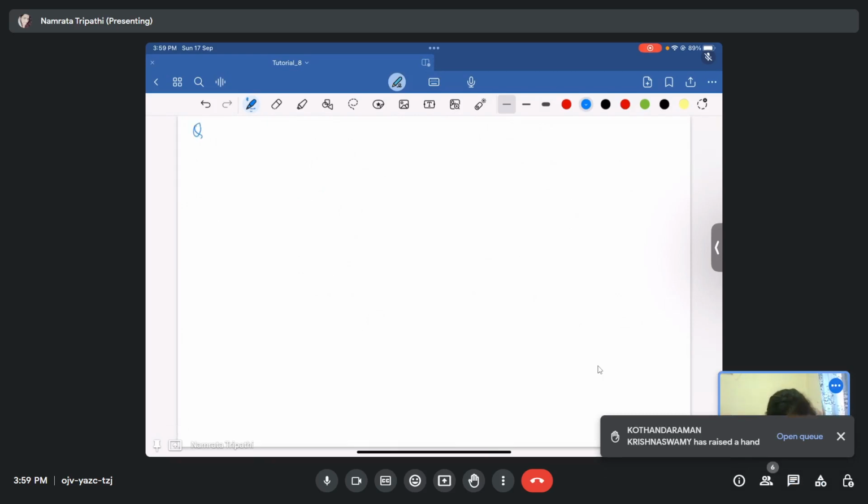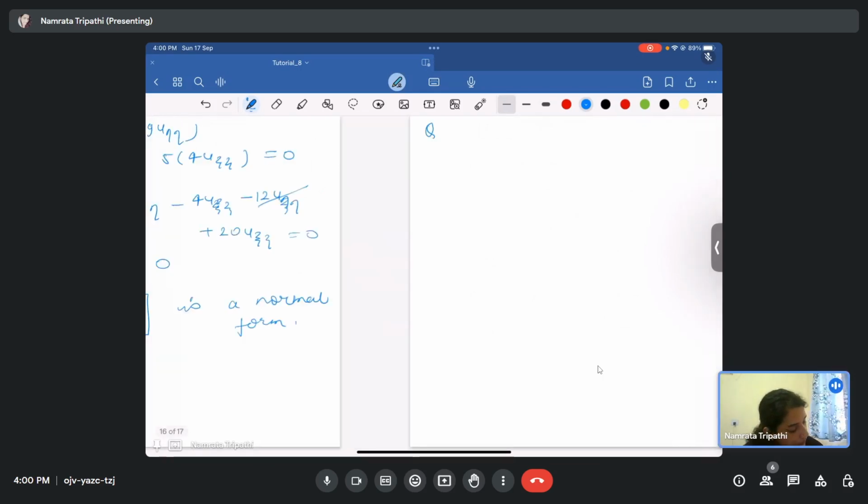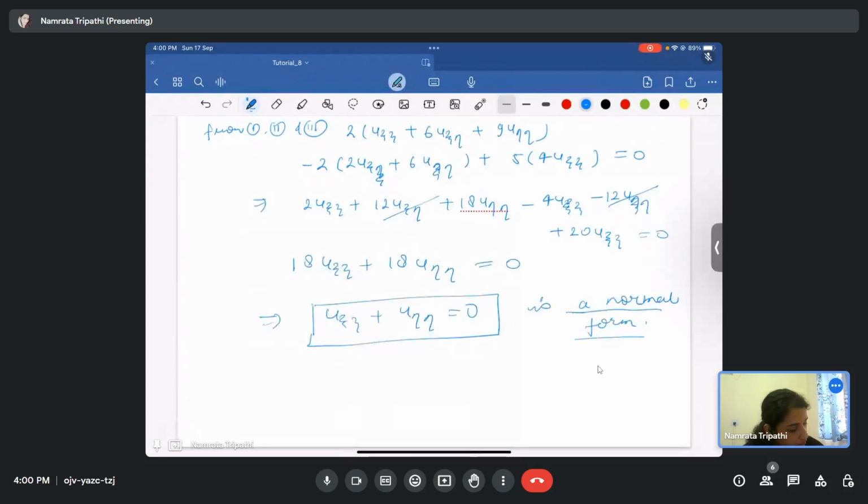Yes. Madam, this selection of eta and xi, can it be any other form? Yes, it can be any form, but the only restriction is the condition that the Jacobian should not be equal to 0. Okay. Yes. This is a normal form. You can get another normal form also. If you select any other expression of xi eta, you will get maybe a different normal form, but this is a normal form. Fine.